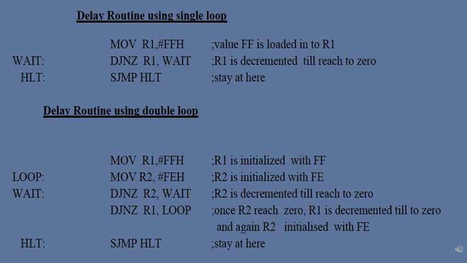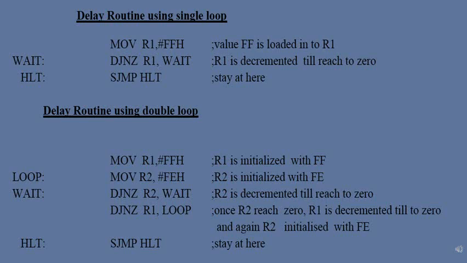Let us see a single loop and two loop programming examples for a time delay routine. First, we are going to see the single loop delay routine using microcontroller 8051. Here the first instruction is MOV R1, #FF. When this instruction is executed, the value FF is moved to register R1.